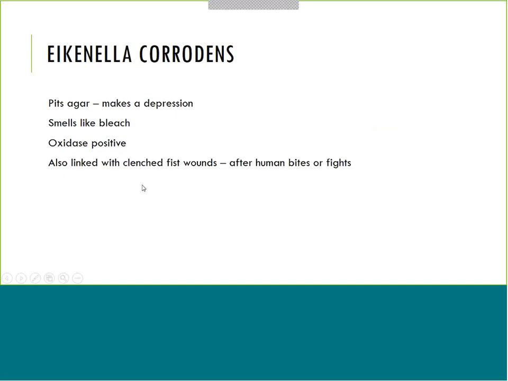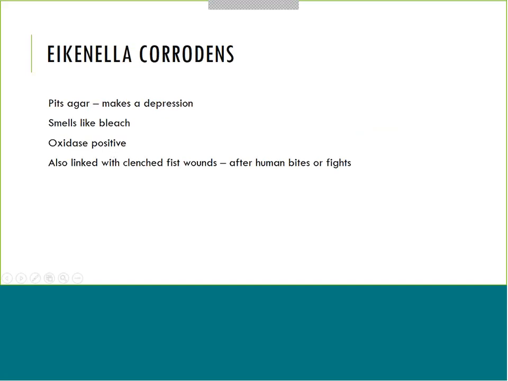A little bit more on a few of these HACEK groups. Eikenella corrodens is a gram-negative rod, of course. It has been known when it grows on the agar plate to pit the agar, meaning it kind of digs down into it, makes it like a little depression. It has a bleach smell. I always like to think of corrodens meaning corrosive, and bleach is corrosive. That's how I kind of remember that.